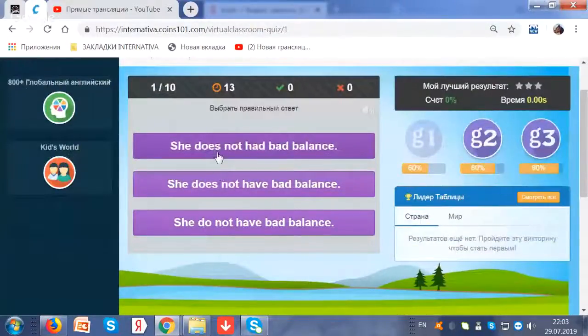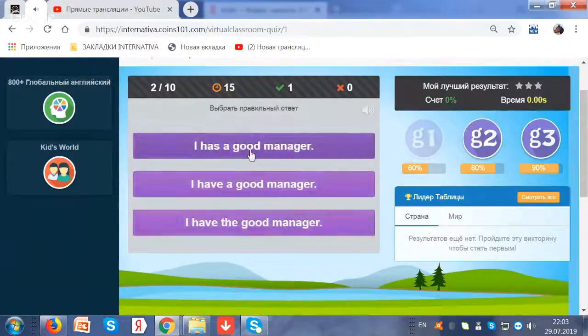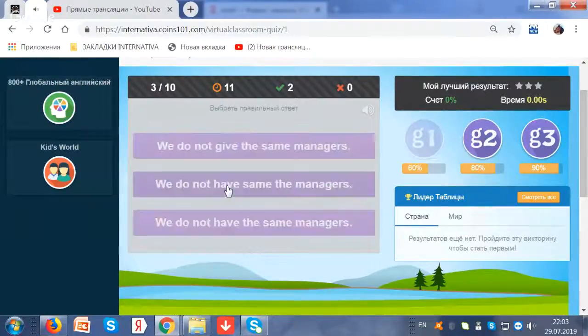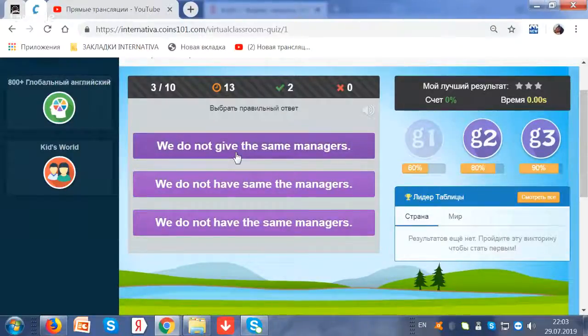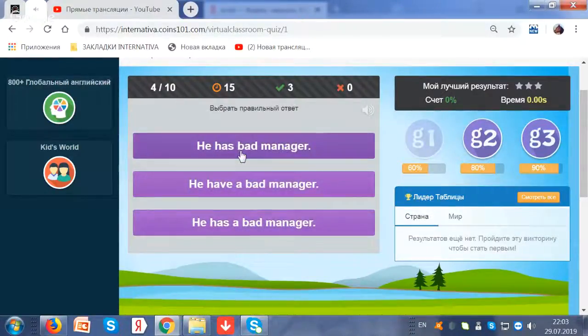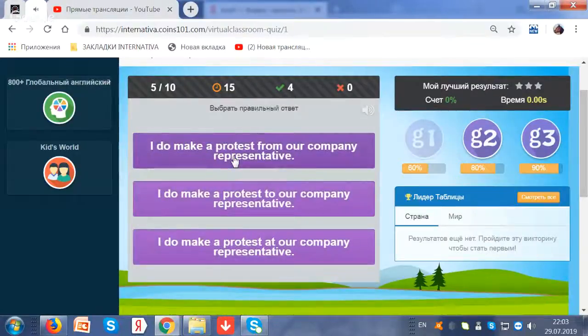He does not have bad balance. I have a good manager. We do not give the same manager. We do not have the same managers. He has bad manager. He has a bad manager. I do make a protest from our company representative.